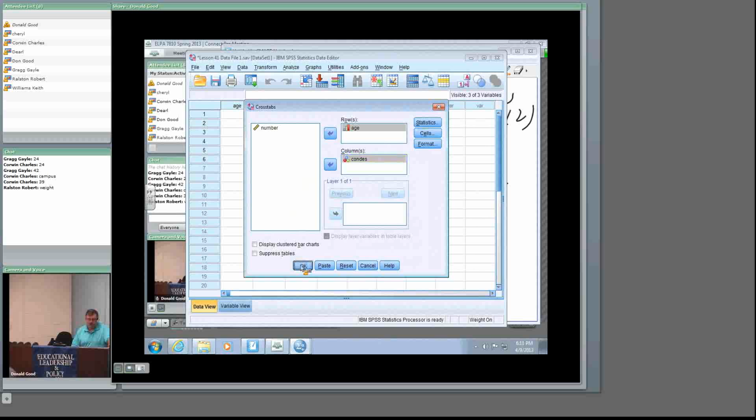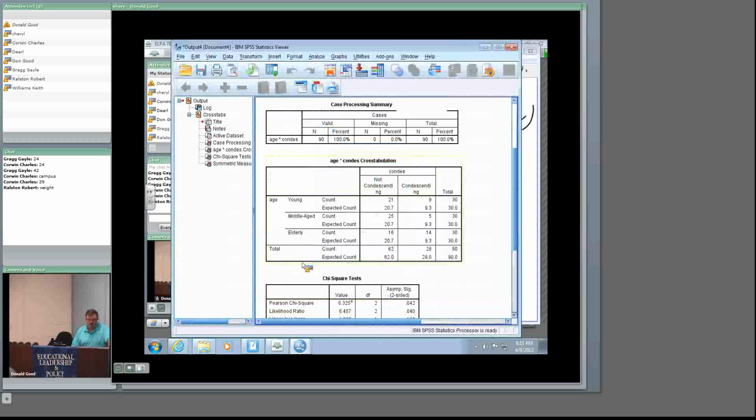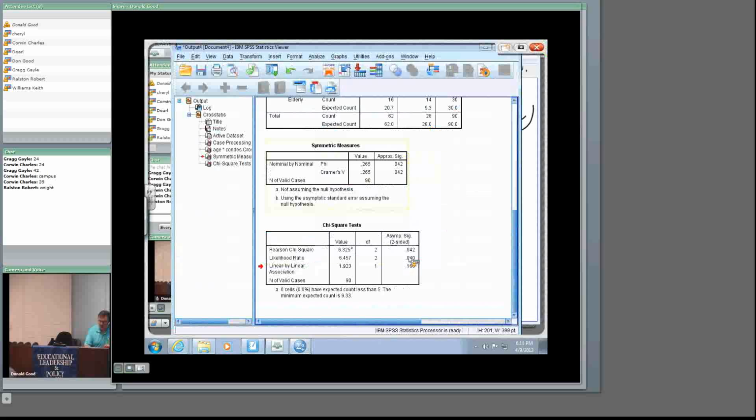And as messy as this is, the two things we mainly want to look at are this 0.0, well, that's the one thing we may not want to look at, the 0.042. That means there does seem to be a difference in condescension according to how old the person is. But now, what I don't know is which way. Is there a difference between young and middle, young and old, or middle and old? Kind of like those pairwise comparisons for the ANOVA. It's exactly like that.